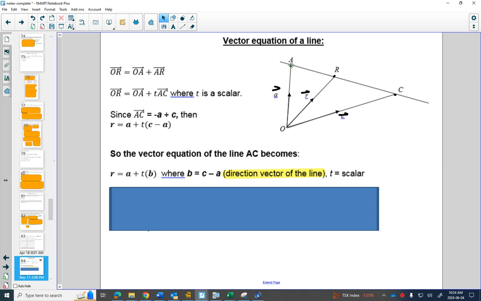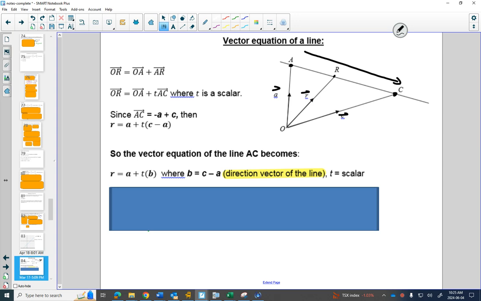How many points do you actually need to make an equation of a line in 2 dimensions? 2. So if you only had point A and point C, you could make your equation of a line. And this is the idea. If you have those 2 points, if you have A and C, then A to C, this vector, A to C, is the direction your line is going.